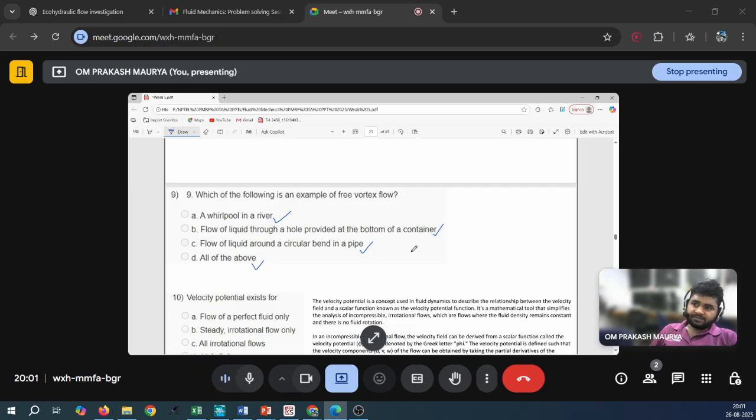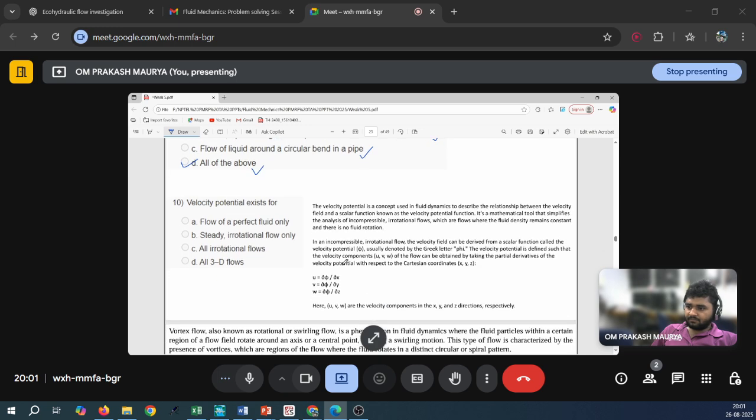Which of the following is an example of free vortex flow? Definitely free vortex, there is no external force you are imposing for the vortex formation in the fluid flow. So here of course the correct answer will be all, that is option D. Okay, now I'm going to take a break of 5 minutes.